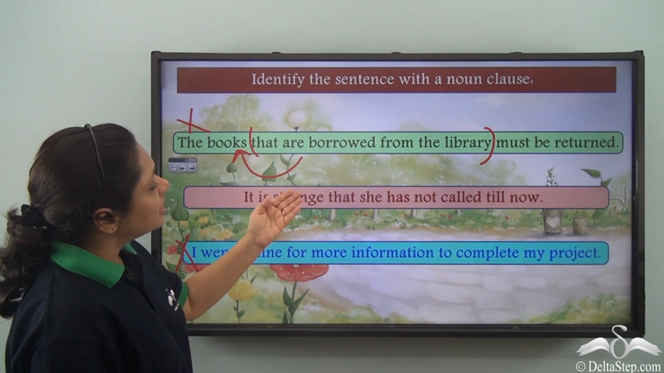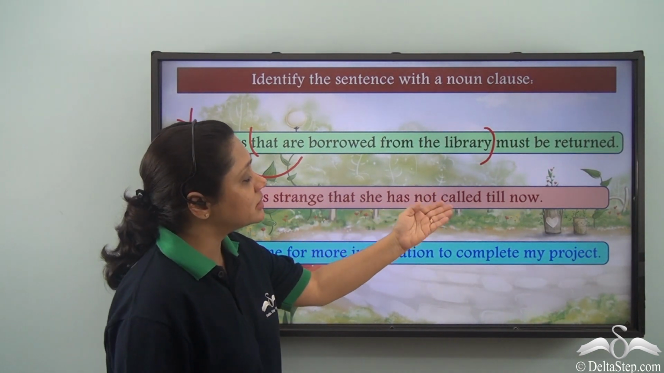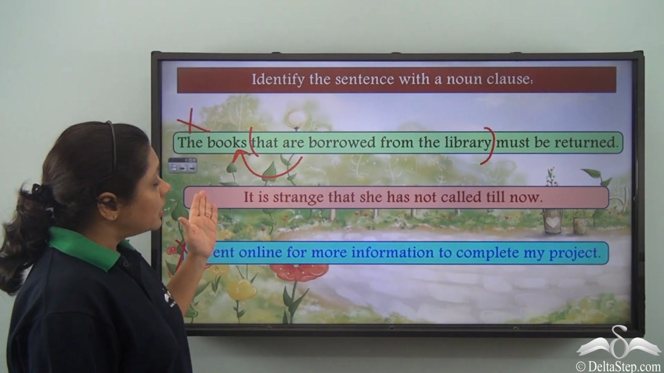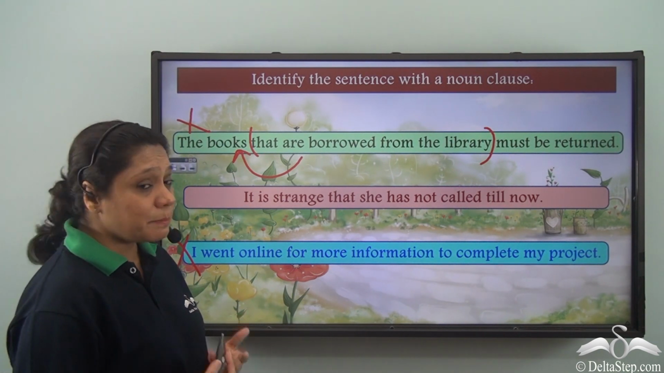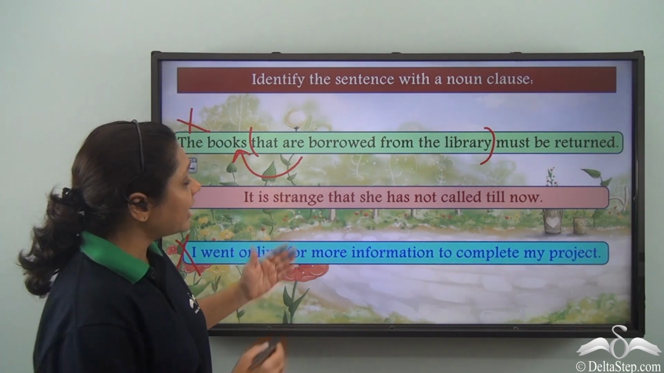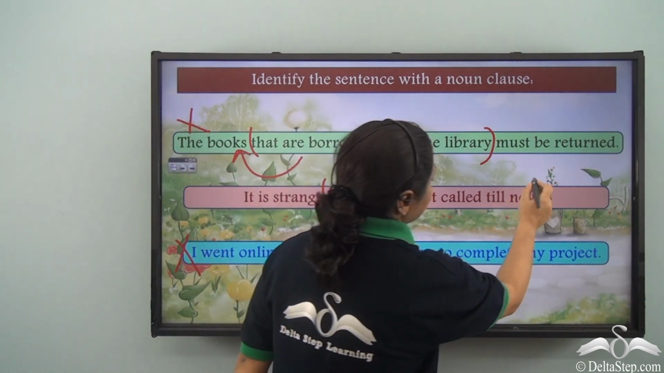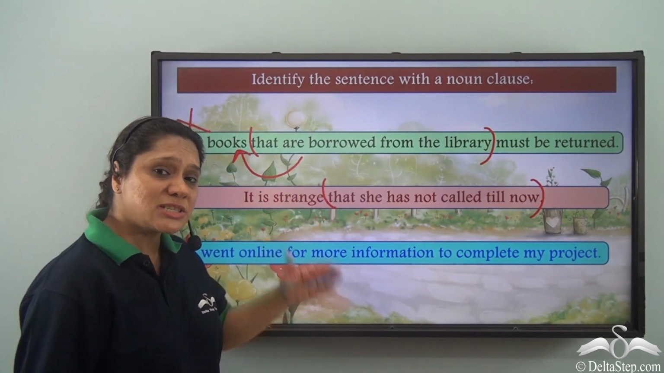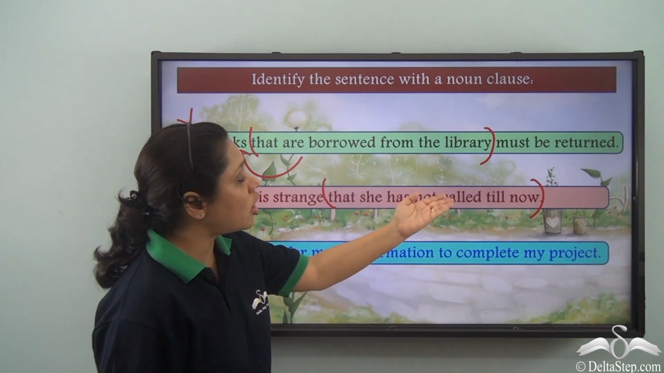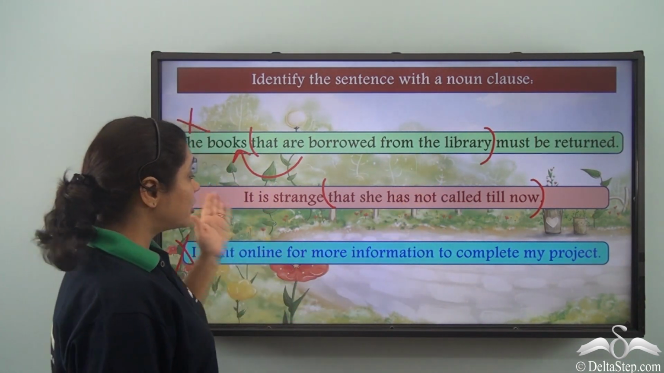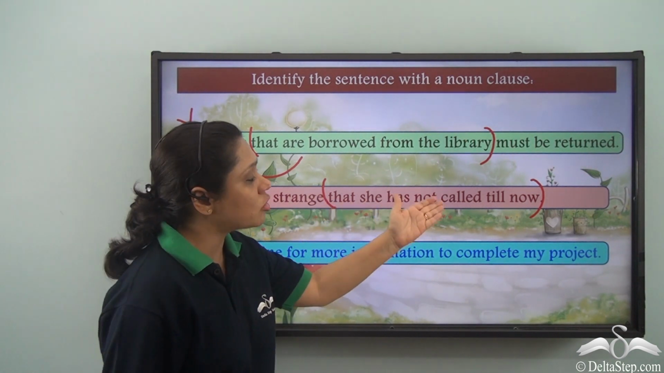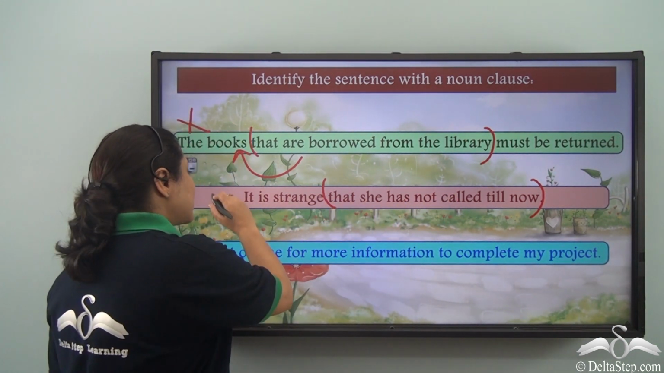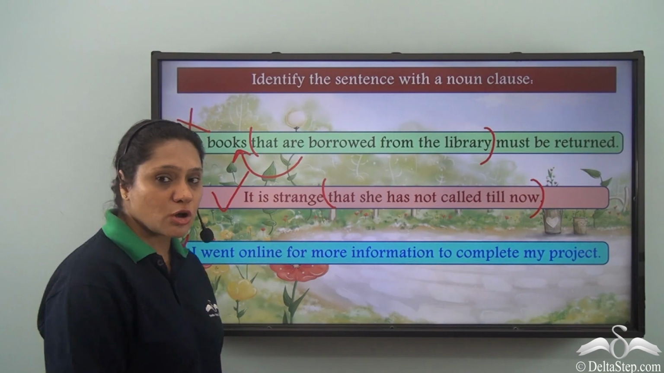It is strange that she has not called till now. In this sentence, let us identify the dependent clause first. That she has not called till now. What is strange? That she has not called till now. So this sentence, it is strange that she has not called till now, is the sentence with the noun clause.